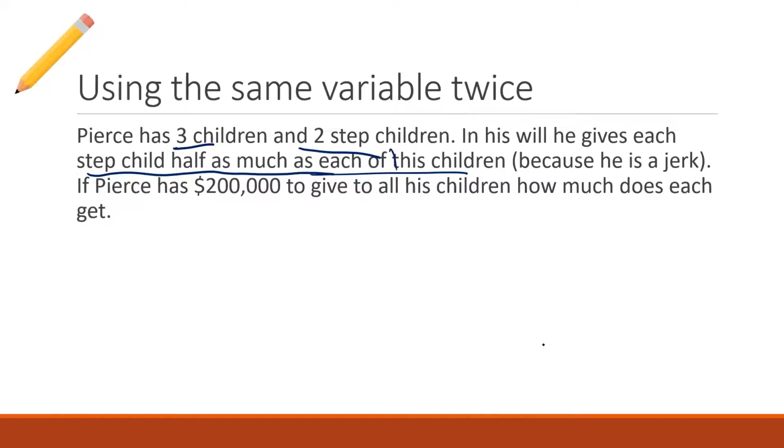Okay, so how can we write that down? Well, again, we're going to have this idea of a variable. The variable that I'm going to use is C. So C is the money given to his children. That means his stepchildren only get half that.